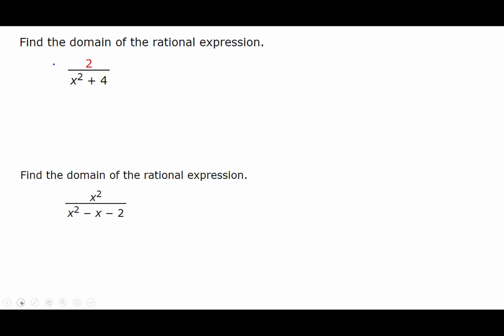And so that's how I taught you in class, and that's how I want to show you to work these two problems now. Each of these will start the answer with all real numbers, but now we need to check to see if there's one or two numbers that make the denominator have a value of 0. The easiest way to do that is to set the denominator equal to 0. So x squared plus 4 equals 0.